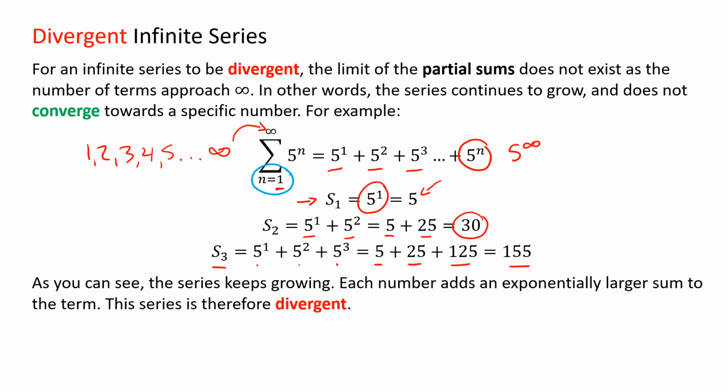The sums don't actually converge toward a specific value. So from looking at this, we can say it appears to be divergent. I will show you a rule to figure out whether it's convergent or divergent, but from just looking at partial sums, it does appear to be divergent.